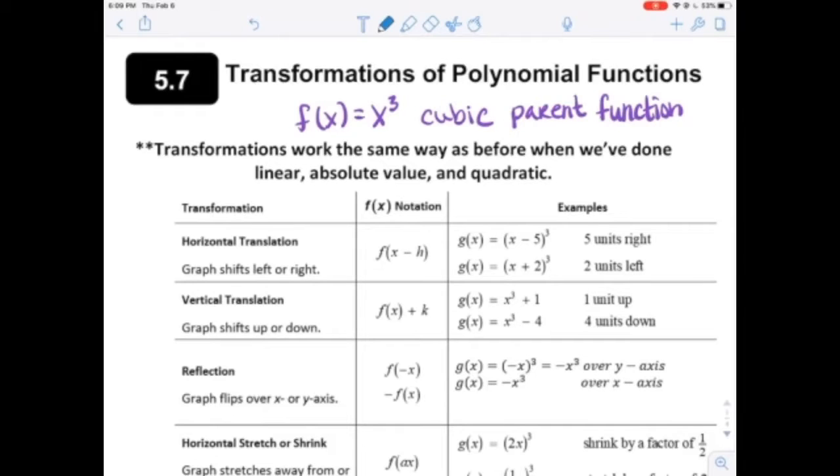Hey everybody, today we're going to go over lesson 5.7, which is transformations of polynomial functions. Specifically, we're going to be talking about the cubic parent function, f of x equals x to the third power, or x cubed. These transformations are going to work the same way as before when we've done linear, absolute value, and quadratic functions. So they're going to work the same way as they have all year, all the way back going to the first 6 weeks.